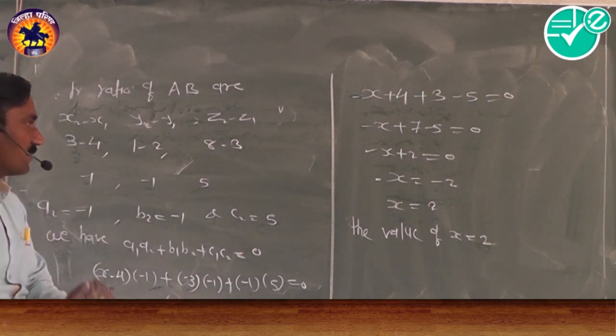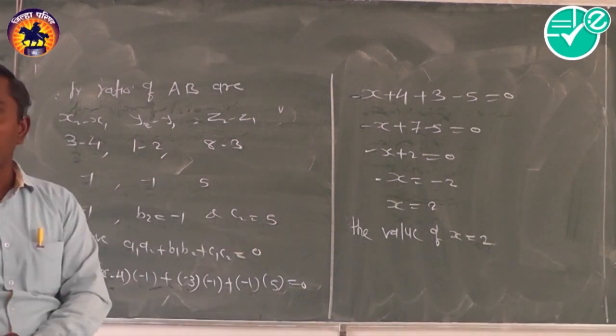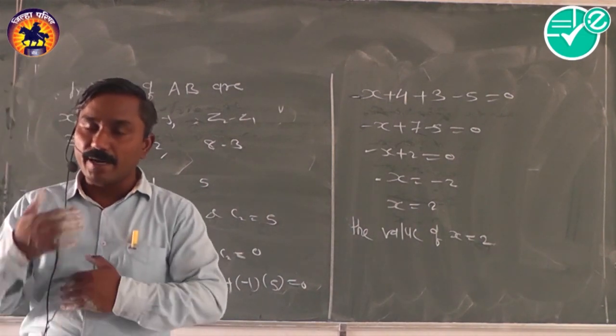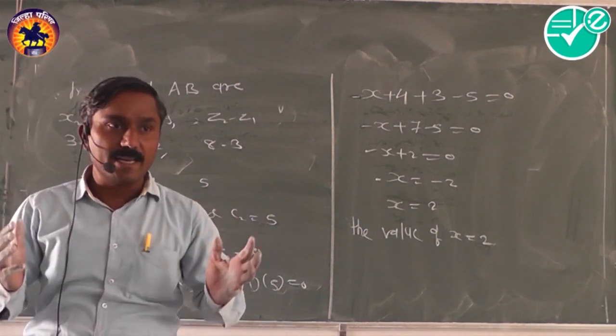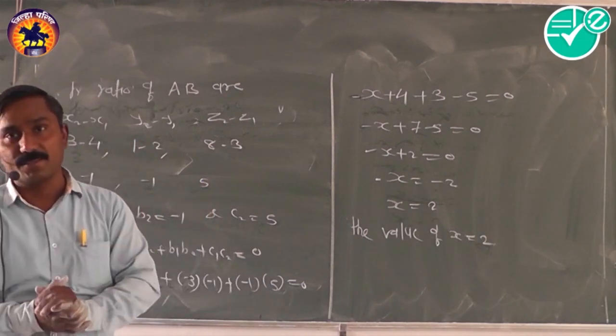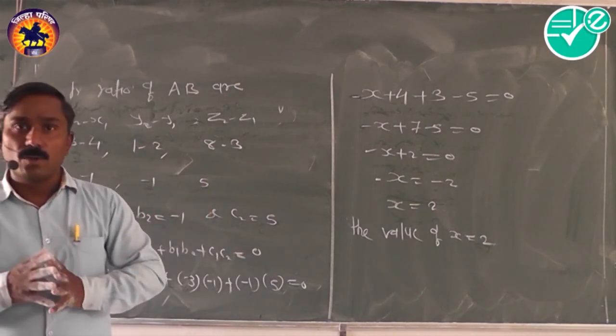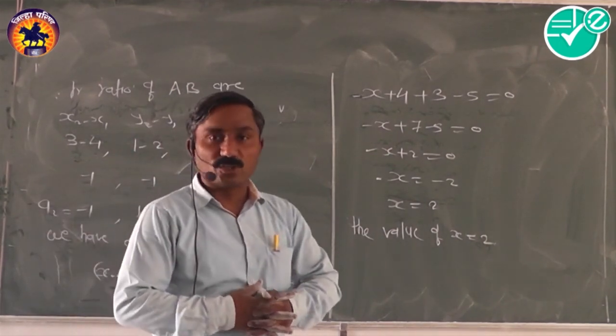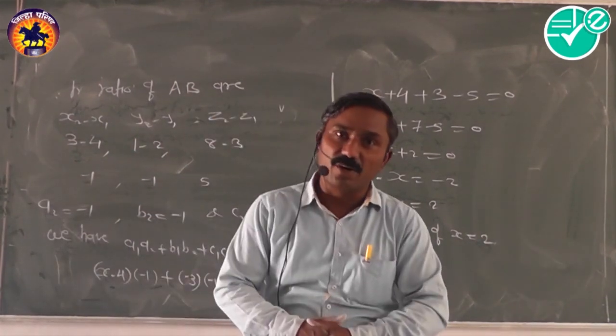Such types of examples we can solve by using the conditions of direction ratios or direction cosines of the given lines. So okay, we shall stop here and we finish our chapter.